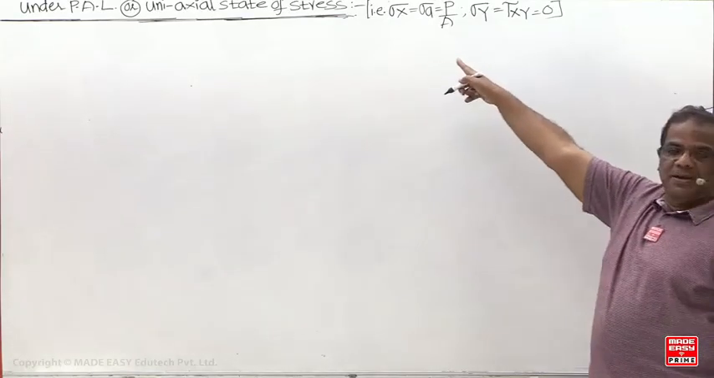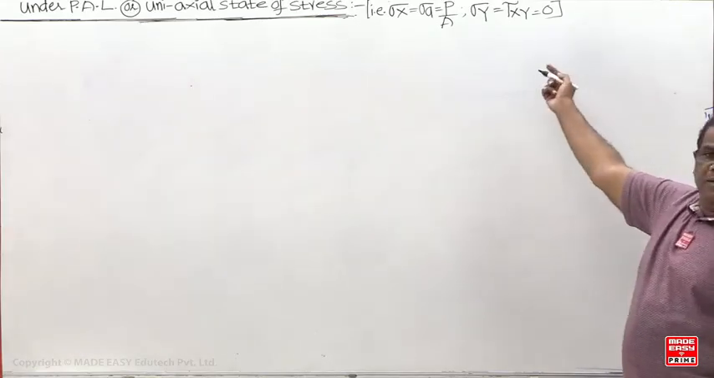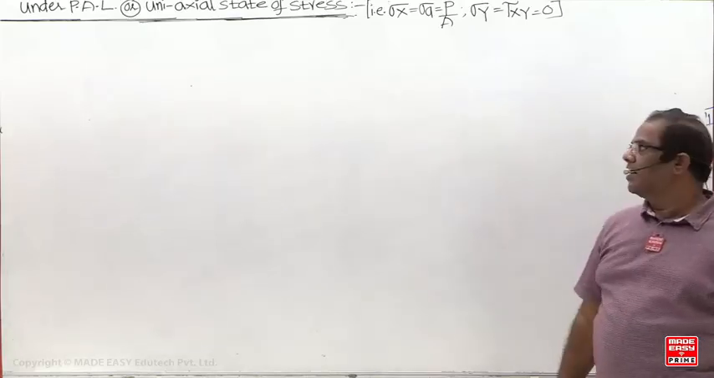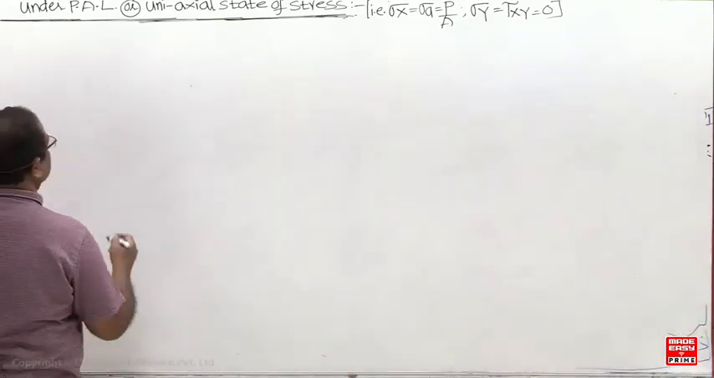Uniaxial state of stress means only sigma x will be there now. Sigma y and tau xy are zero. Suppose sigma y is non-zero, then it is biaxial. For example, pure axial loading. Now I am preparing a tabular form of just now whatever you have studied.